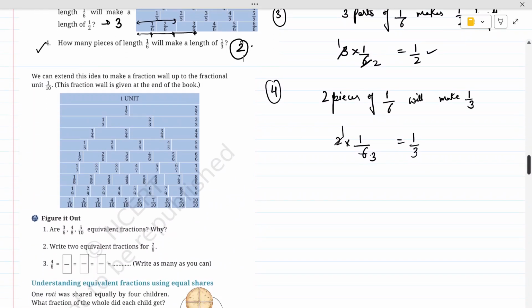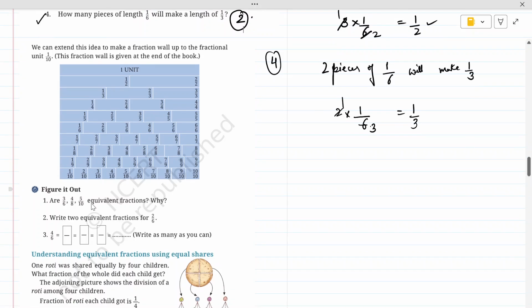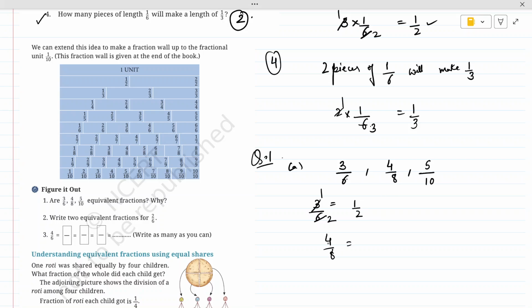Okay. And now let's do this question very quickly. Are 3 by 6, 4 by 8, 5 by 10 equivalent fractions? Why? So question number 1, I am writing here. 3 by 6, 4 by 8, 5 by 10. Let's simplify them. Okay, let us reduce them to their lowest form first. So 3 by 6 is equal to, if I divide, 3 into 1 is 3, 3 into 2 is 6. We can write this as 1 by 2. Also, 4 by 8 is equal to 4 into 1, 4 into 2, half.